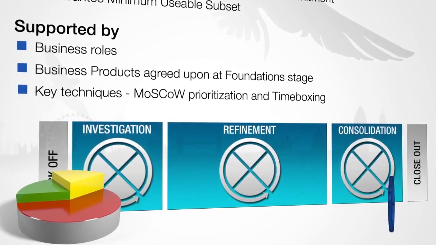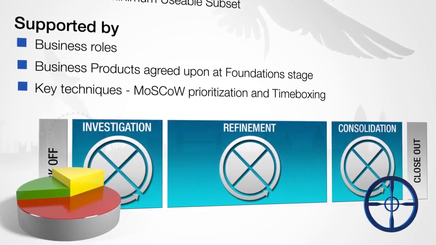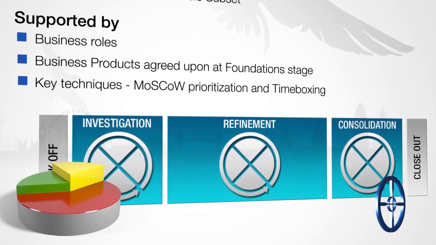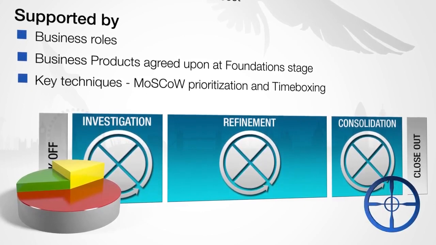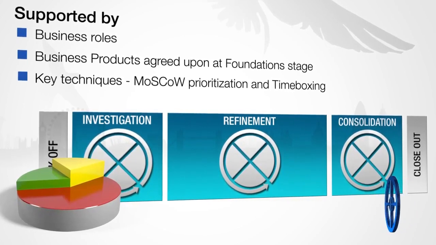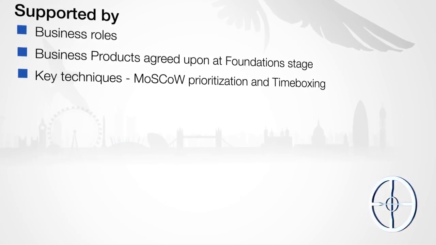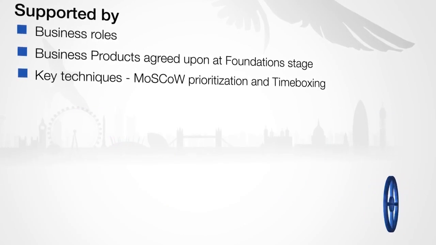Time boxing is used to control the creation of the low-level products in an iterative way, and the application of the MoSCoW technique prioritizes these low-level products to ensure the time boxes finish on time and are continuing to meet the business need. These two techniques contribute to the successful application of this principle.